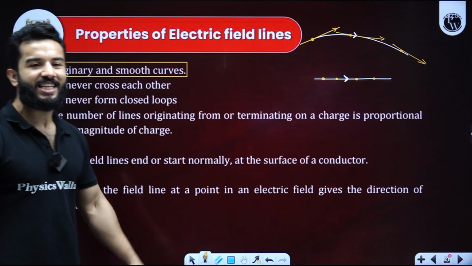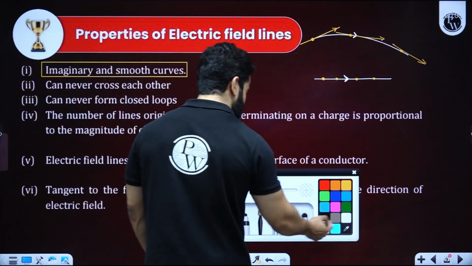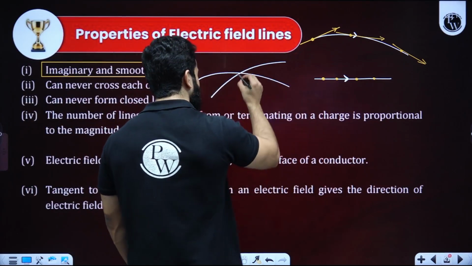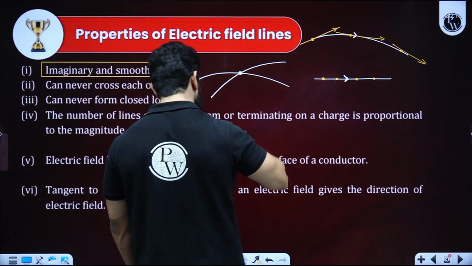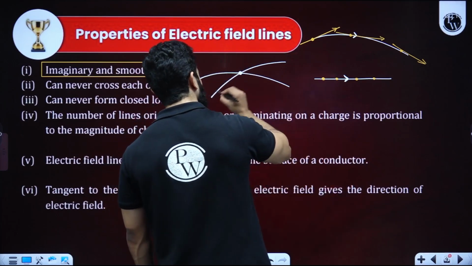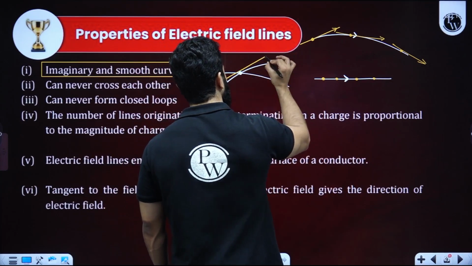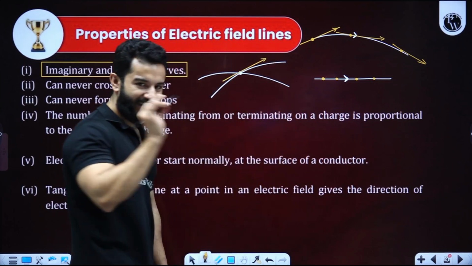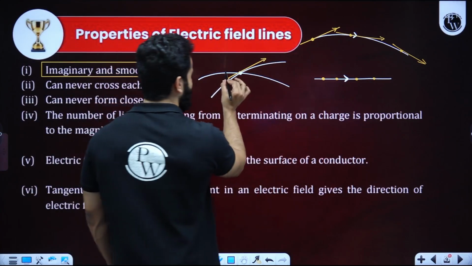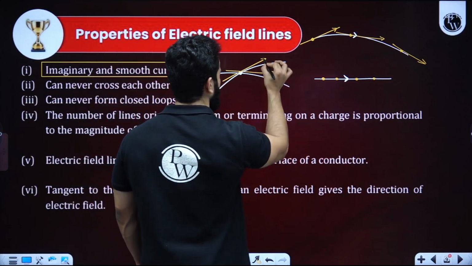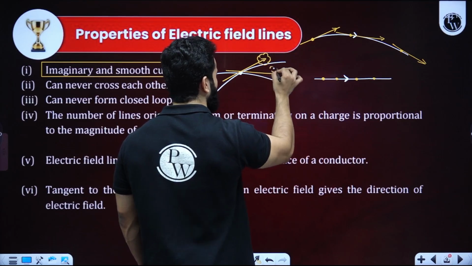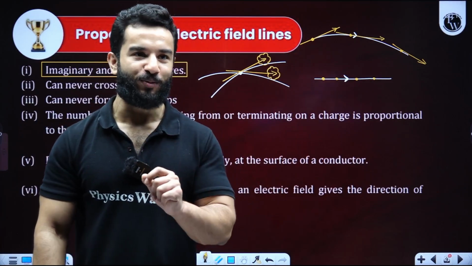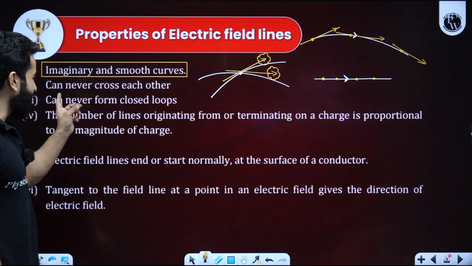They can never intersect each other. Why? Because let's suppose you intersect two electric field lines. What will happen is that at this particular point you can draw two tangents. One tangent can be drawn using this curve, and another tangent can be drawn something like this. Please excuse me for not drawing the tangent exactly. So at a single point you are having two electric field lines, two directions of electric field, which is not possible. So they can never cross each other.